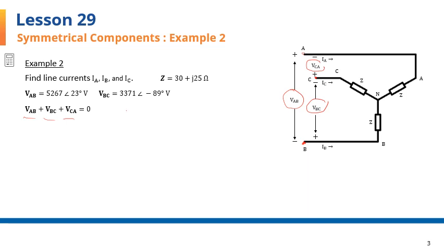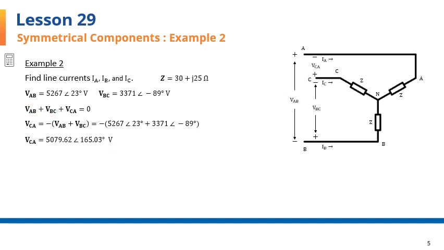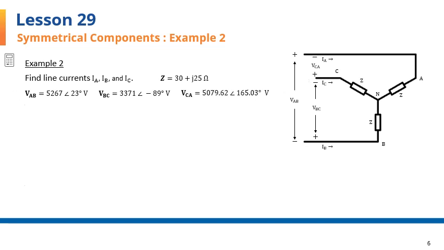Now in this equation, we have two of the three voltages, VAB and VBC. We can find VCA as the negative of the sum of the other two. And substituting for the values, we can find VCA as this value here. And summarizing the three voltages on a single line, we have all three here on the top line.